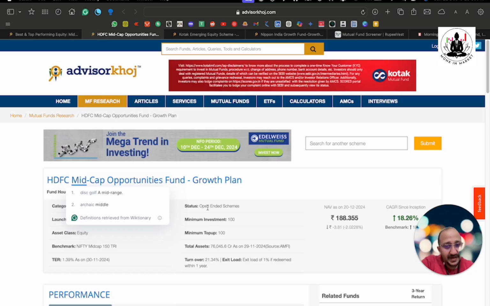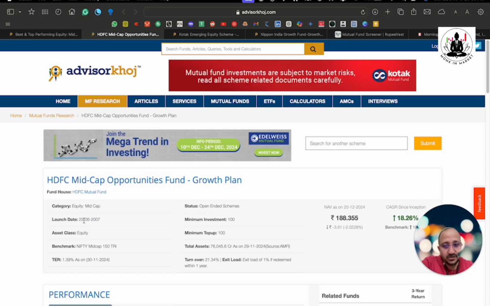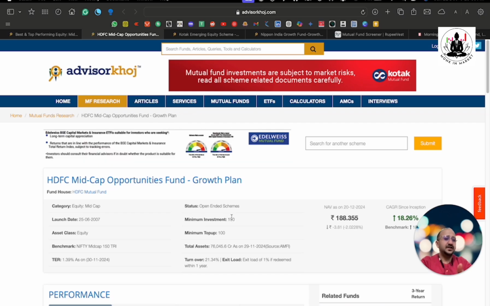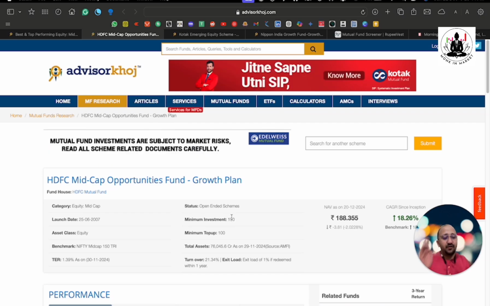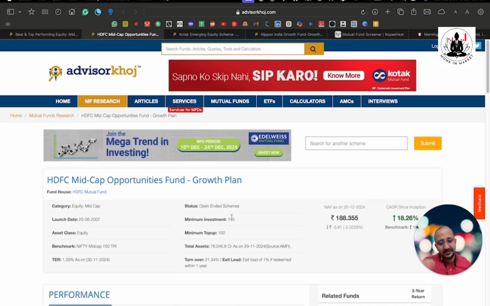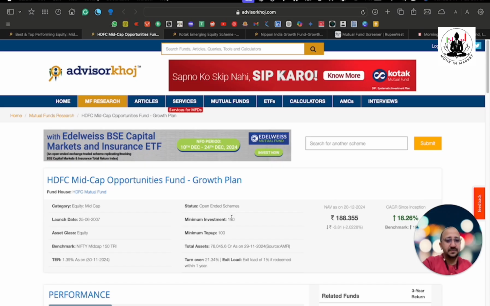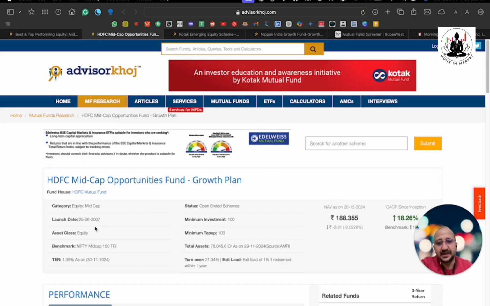right? Open ended, we had already discussed in the previous class. Launch date is 2007. Minimum investment is 100 rupees. So just see, guys, with 100 rupees you can start an investment. I want all of you to start investing. Nothing in this class should be taken as investment advice, but you should start as early as possible. 100 rupees is nothing nowadays, right?